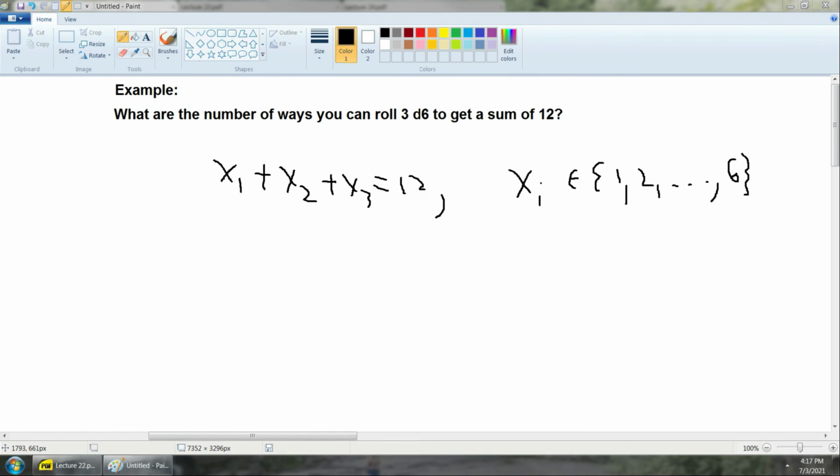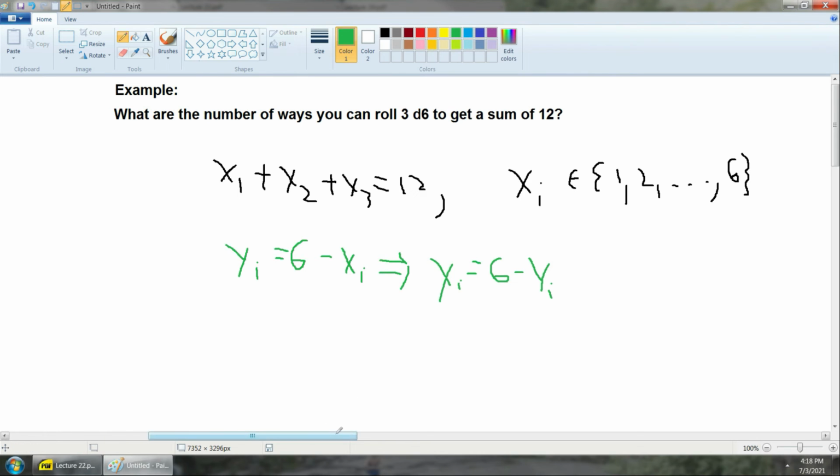subtract off. So let's let y sub i, for i equal to 1, 2, 3, be equal to 6, so I'm picking the end of this range here, minus x sub i. Let's notice some properties about this. First, this implies that x sub i is simply going to be equal to 6 minus y sub i.